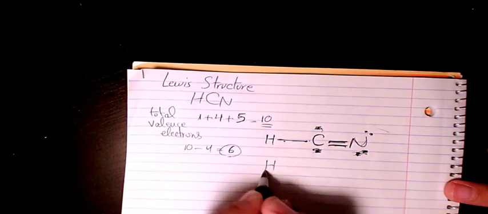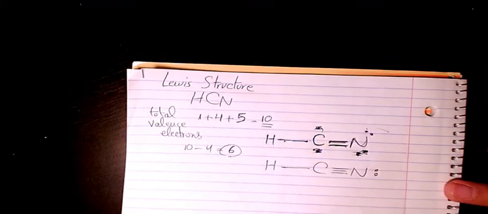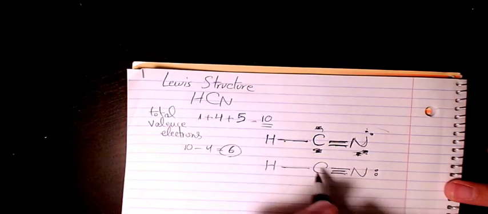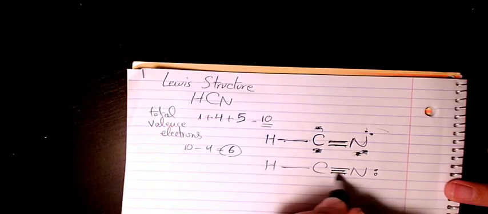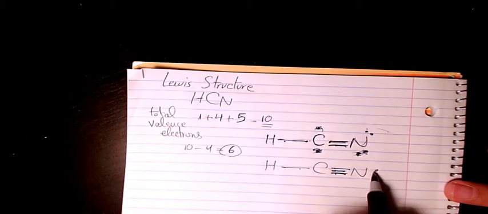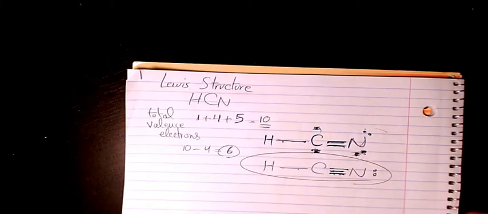So then it will be like that: C, and we have a triple bond and this lone pair here. Triple bond between N and C. So let's check if there is the octet rule. 2, 4, 6, 8 for carbon and 2, 4, 6, 8 for nitrogen. So basically that's the Lewis structure of HCN.